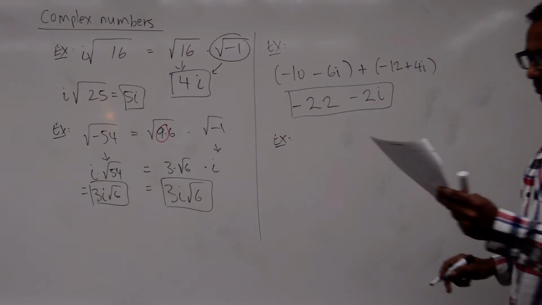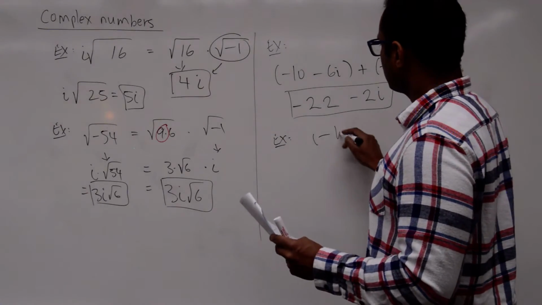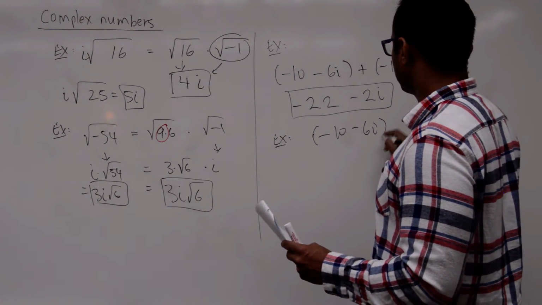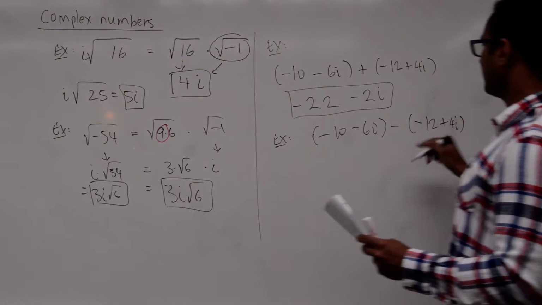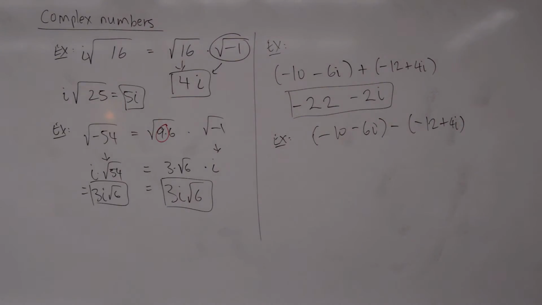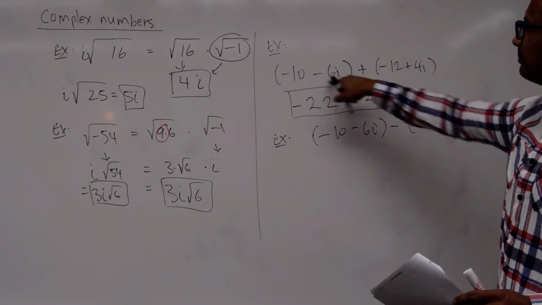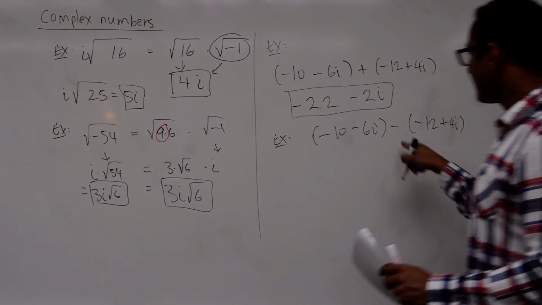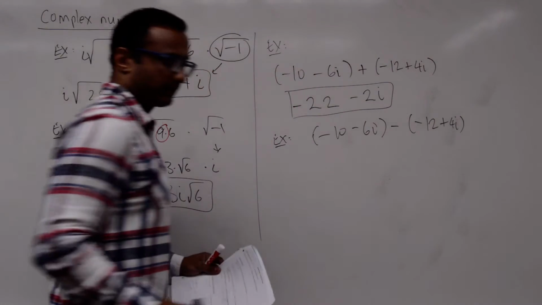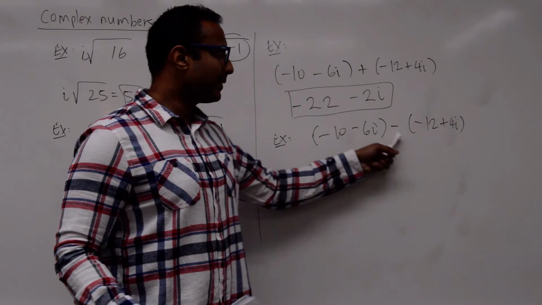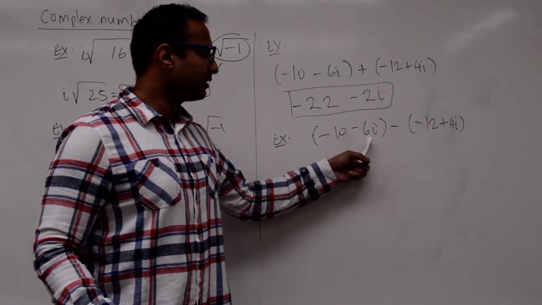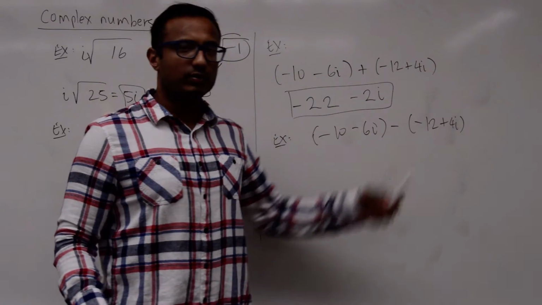The next example, we have negative 10 minus 6i, so it's the same problem. We've got negative 10 minus 6i minus negative 12 plus 4i. So instead of adding, we're now going to be subtracting the two terms. So how do things change? If you have a plus sign, you're simply combining like terms. If you have a minus sign, we're subtracting. So essentially what's happening is you're doing negative 10 minus negative 12 and negative 6i minus positive 4i.